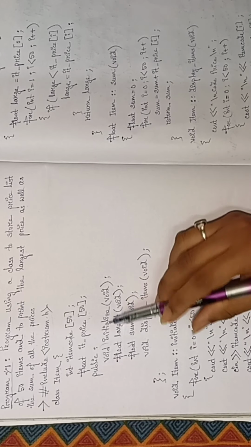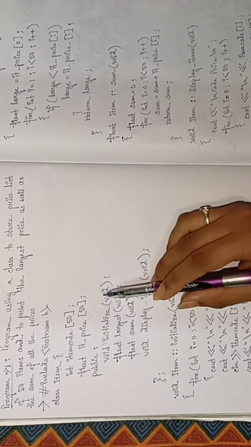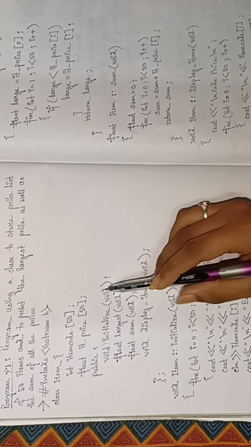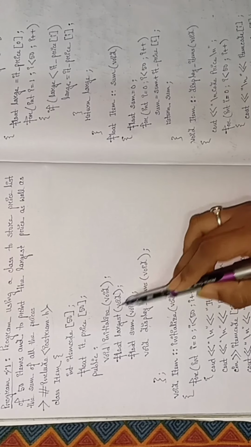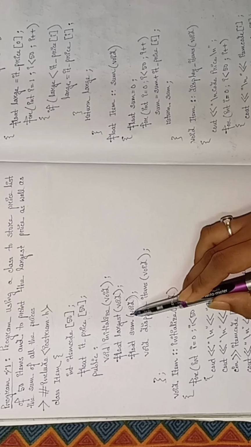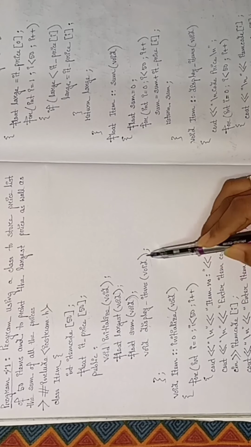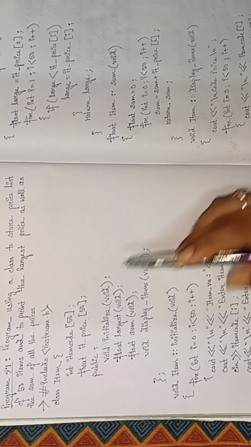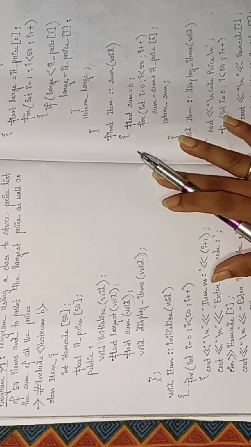And you see in initialize we have taken void, because here we will not give any parameter. In largest also we will not give any parameter, in sum also we will not give any parameter, and in display also we will not give any parameter. So in the parameter or argument list we have kept it empty, that is void, okay?